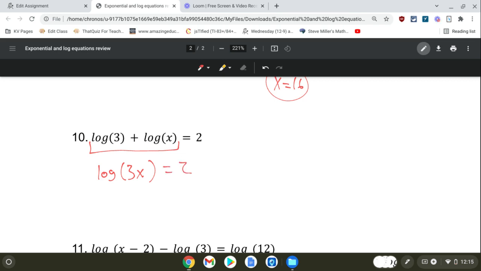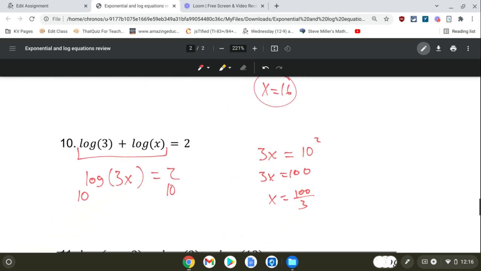Okay. And then I could exponentiate both sides by 10. So that's going to give me 3x is equal to 10 to the second, which is 100. 3x is equal to 100. So x is equal to 100 divided by 3. Okay.